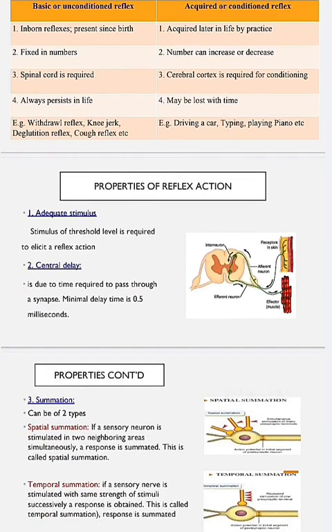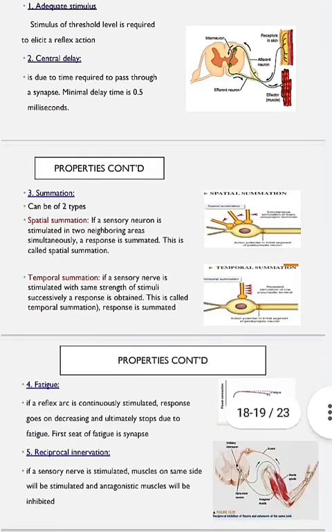Properties continued. Summation can be of two types: spatial summation and temporal summation. Spatial summation: if a sensory neuron is stimulated in two neighboring areas simultaneously, a response is summated, and this is called spatial summation. Temporal summation: if a sensory nerve is stimulated with the same strength of stimuli successively, a response is obtained, and this is called temporal summation. Response is summated.